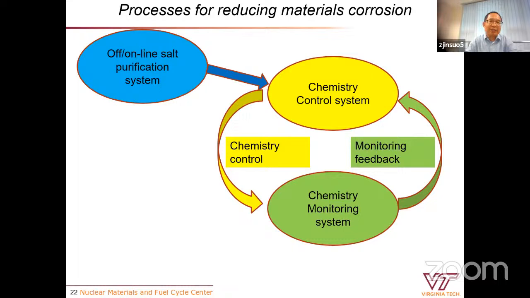However, as I said, we need to design this system. All nuclear reactors need a chemistry control system, not only molten salt. Even the liquid lead reactor, where lead is only one metal, is very simple, but you still need a chemistry control system to control your coolant.